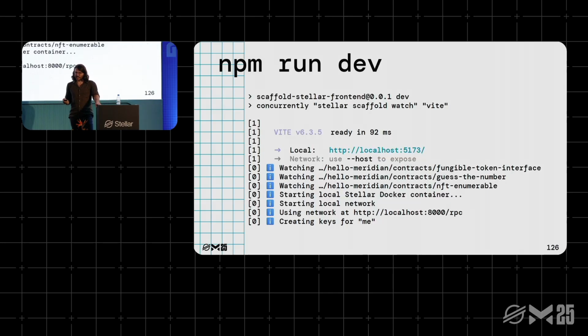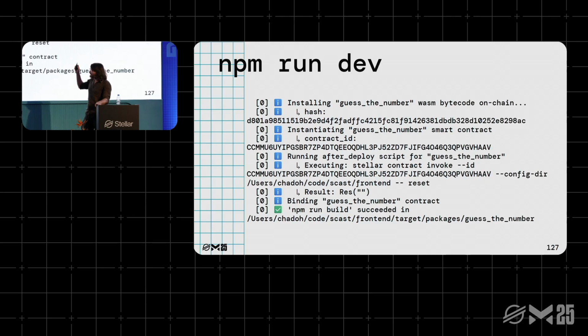If we go back to npm run dev and we scroll down, for each of the contracts, we will see that it is installing or uploading our WASM binary to our local network. It's instantiating or deploying a contract that points at that WASM binary. It's running an after deploy script, and it's binding or creating the TypeScript bindings, NPM packages, for each of our contracts. How does it know to do this?